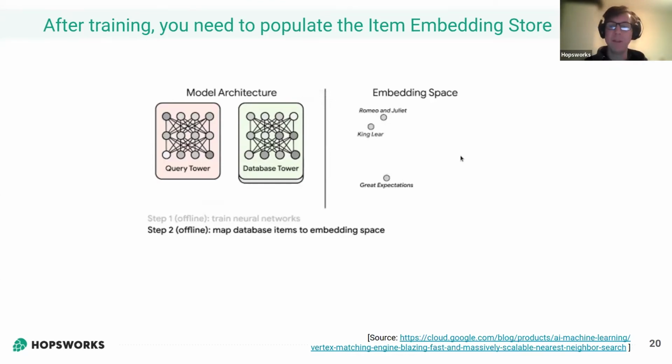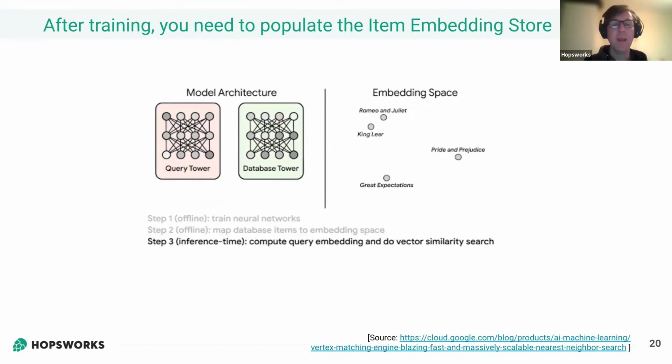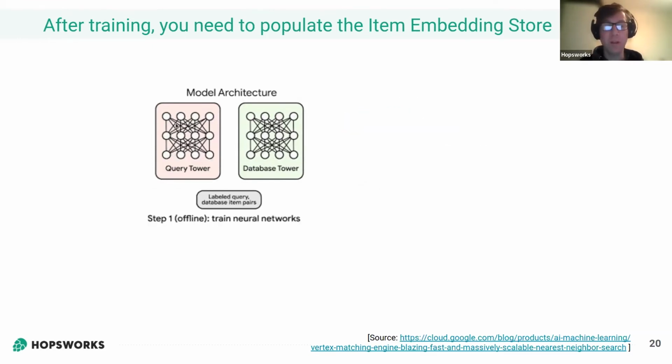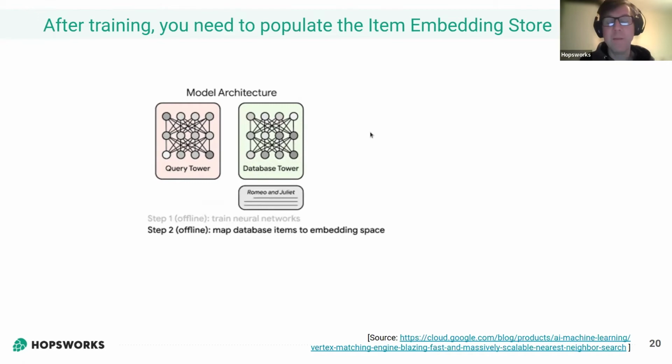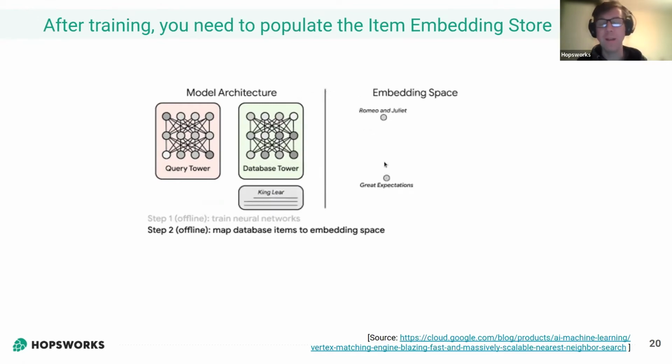Now, this means you need an embedding store, or somewhere to store all of these embeddings. And then when you want to query, and here it's querying Shakespeare tragedy, you can see that it ends up very close to Romeo and Juliet and King Lear. So the query tower places that particular query string, Shakespeare, very close to the two Shakespeare books. The books were Romeo and Juliet and King Lear, I believe. Yeah.